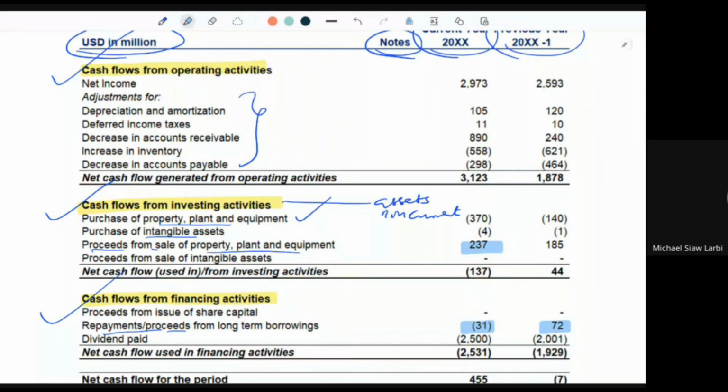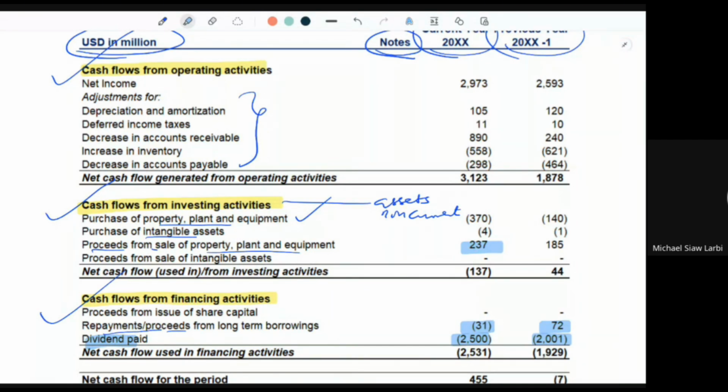So $72 million came into the company as cash from a loan. And then in the next year, we paid 31 million of it off. Dividend paid, because it is paid, it will have a bracket. So it means we paid over 2 billion in dividend in the previous year. This year, 2.5 billion to our shareholders, right? At your level, this is the cash flow statement.